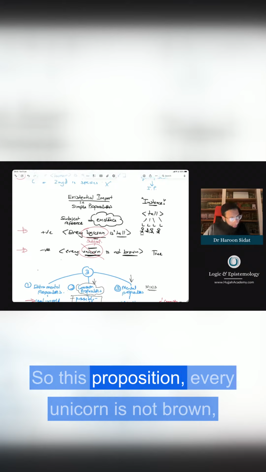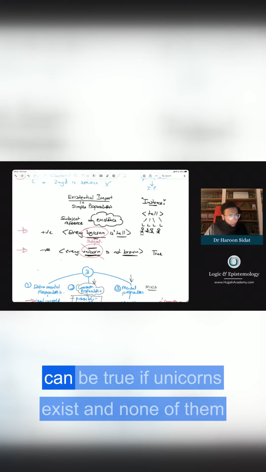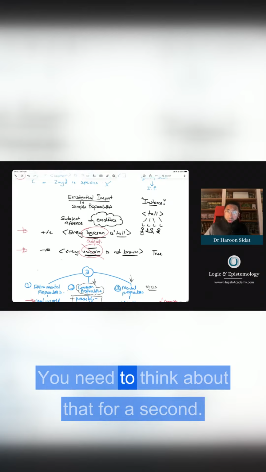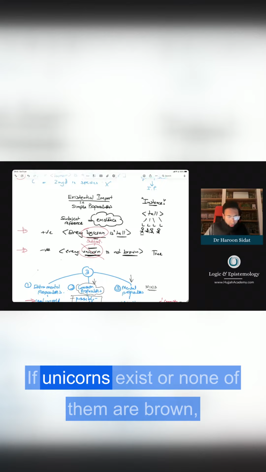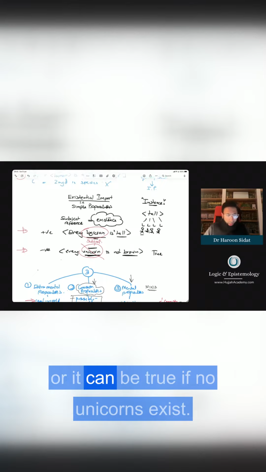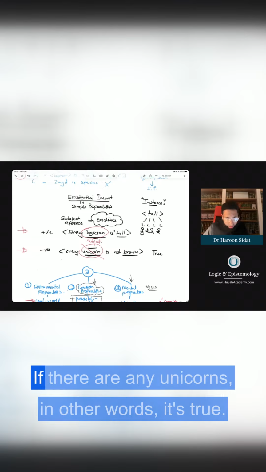So this proposition, every unicorn is not brown, can be true if unicorns exist and none of them are brown. You need to think about that for a second. It can be true if unicorns exist and none of them are brown, or it can be true if no unicorns exist. If there are no unicorns, in other words, it's true.